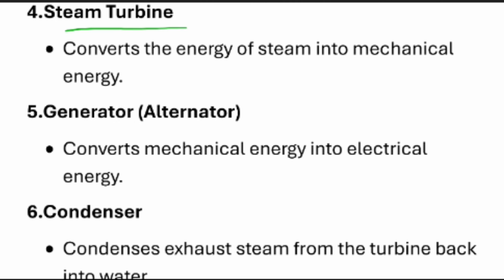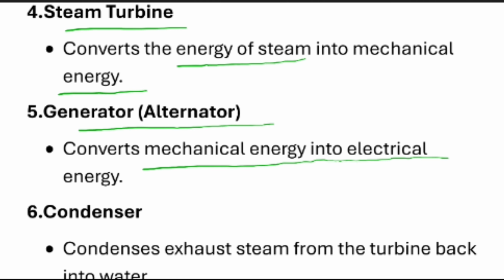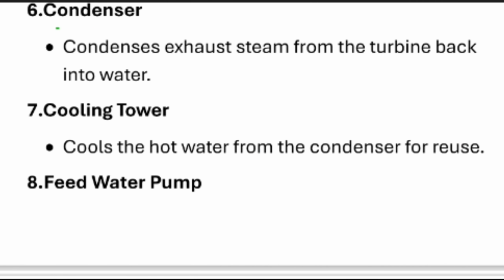Next is the steam turbine. It converts the energy of the steam into mechanical energy. Next is the generator or alternator. It converts mechanical energy into electrical energy. Next coming to the condenser. The condenser converts the exhaust steam from the turbine back into water.